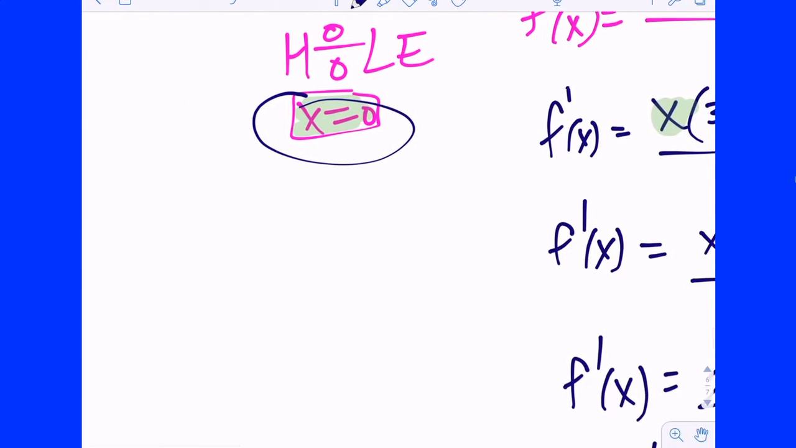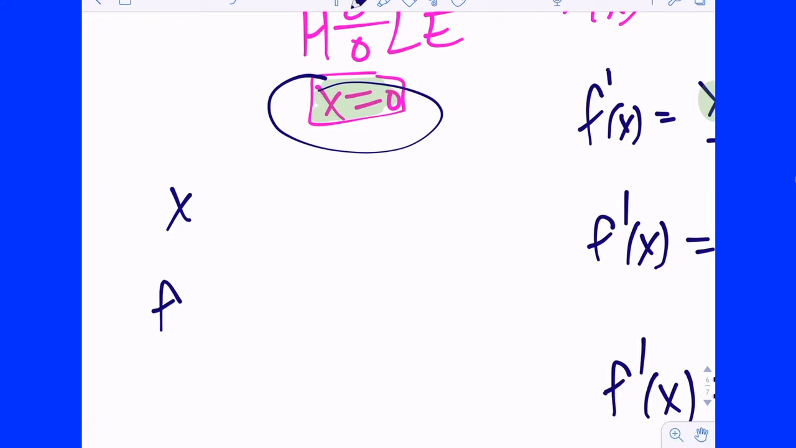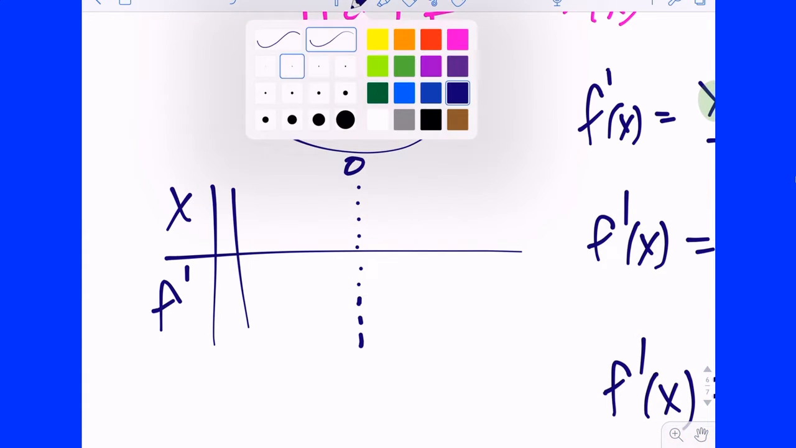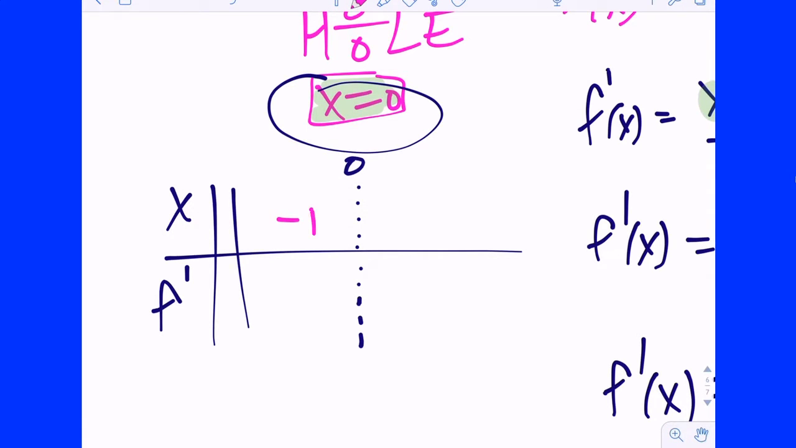Yeah. We still have a vertical asymptote. So here we go. X and F prime. 0. Why the dotted line and the dashed line? I don't know. But draw it as a dotted or a dashed line, because you want to remember that it's a what? Vertical asymptote. Yeah. -1, 1.